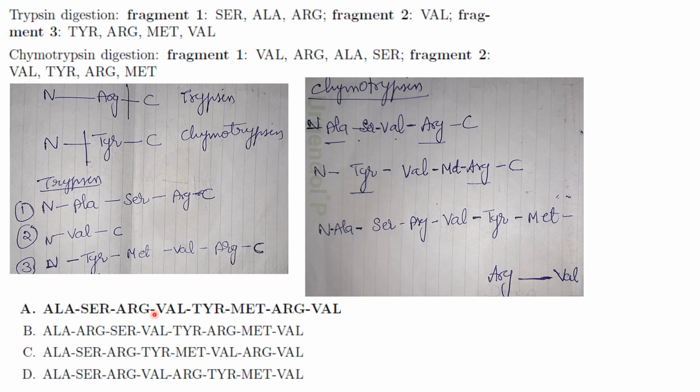So if you digest this with trypsin, it will cut at this arginine and this arginine, and you will get an independent valine as well as a fragment having alanine, serine, arginine, and valine, tyrosine, methionine, arginine. Now if you digest the same with chymotrypsin, it will cut here, and you will get a fragment with alanine, serine, arginine, valine and a next fragment with tyrosine, methionine, arginine, valine. So A is the right answer.